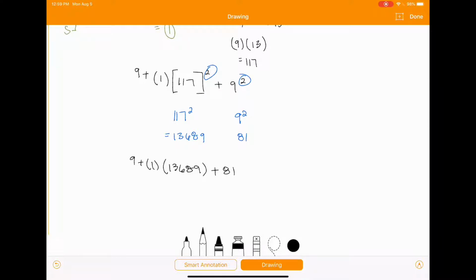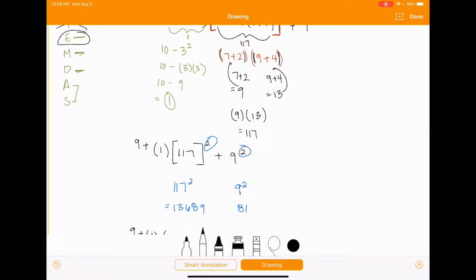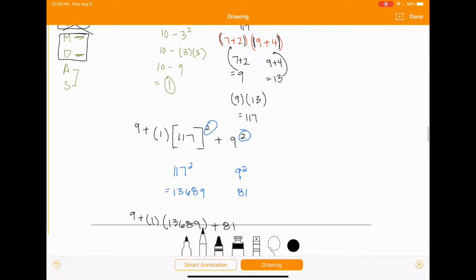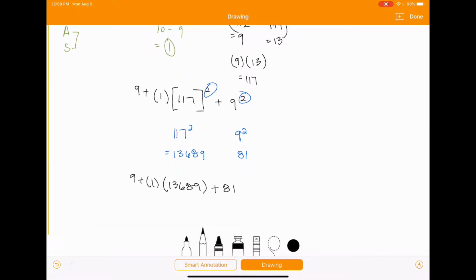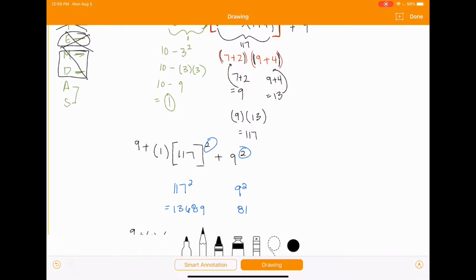And then, so we've done now all of our exponents. So now we can do our multiplication and division. So we've got a multiplication here. So 1 times 13,689 is just going to be 13,689. So 9 plus 13,689 plus 81. There are no more multiplication and divisions left, so that's done.